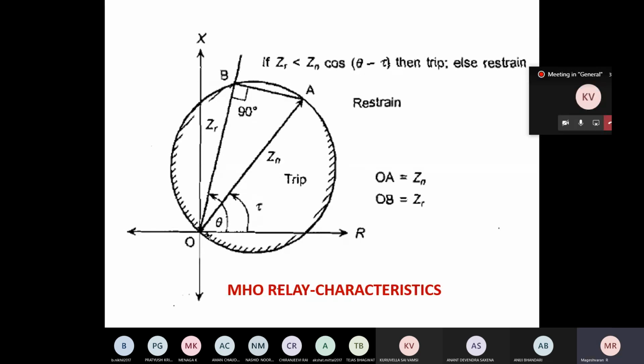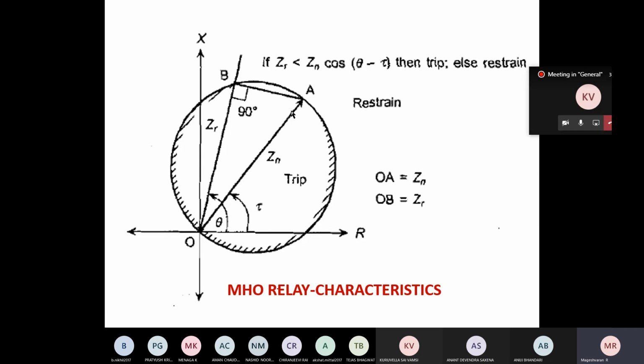And see here, this characteristic is not covering the third quadrant. Thereby we can directly say it has a directional property. It is going to operate only for a forward fault. Now, if you incorporate the line characteristics here and extend the line characteristics into the third quadrant, that is the reverse fault characteristics.